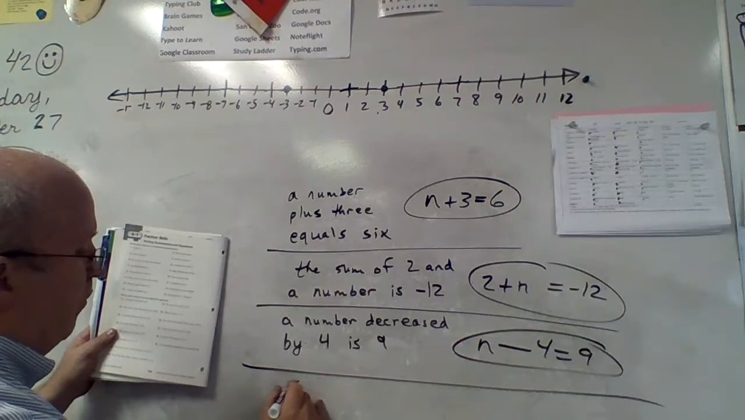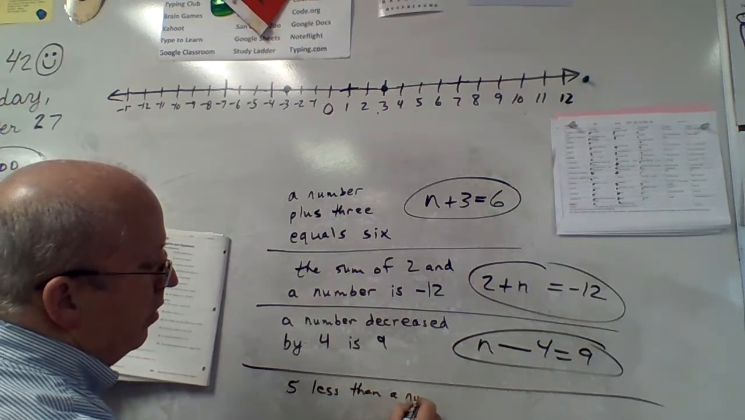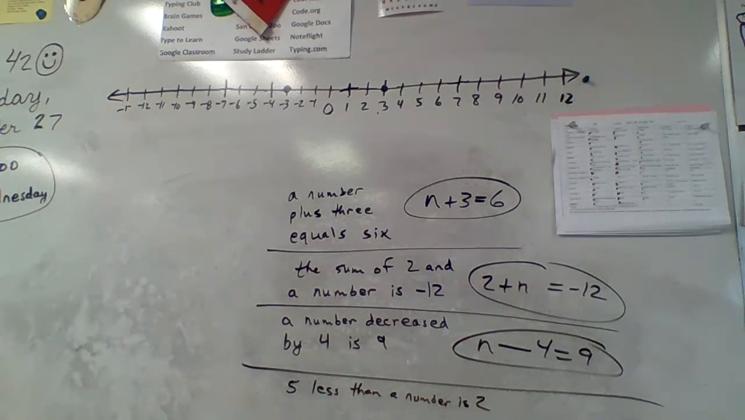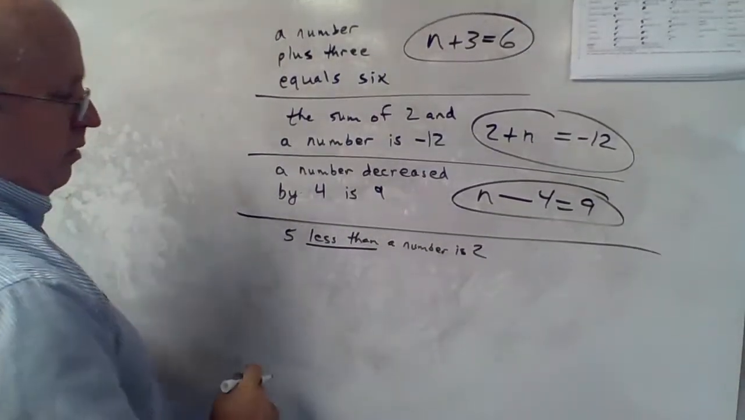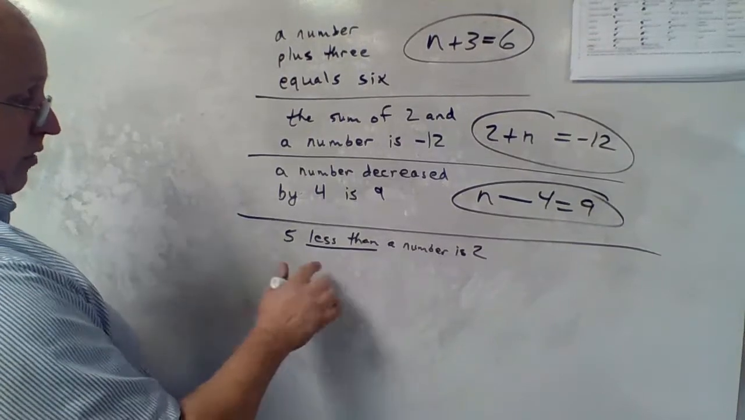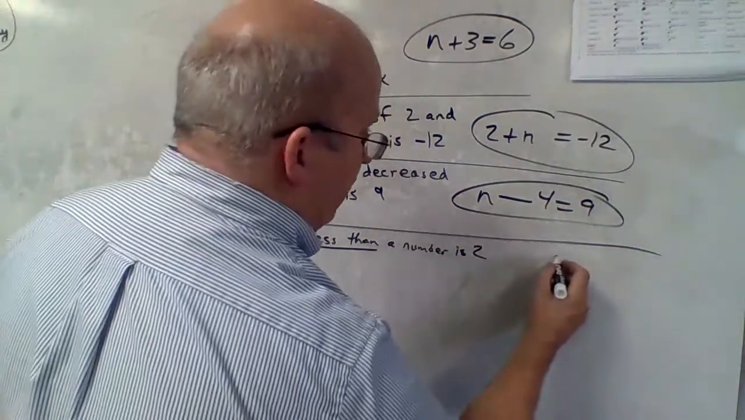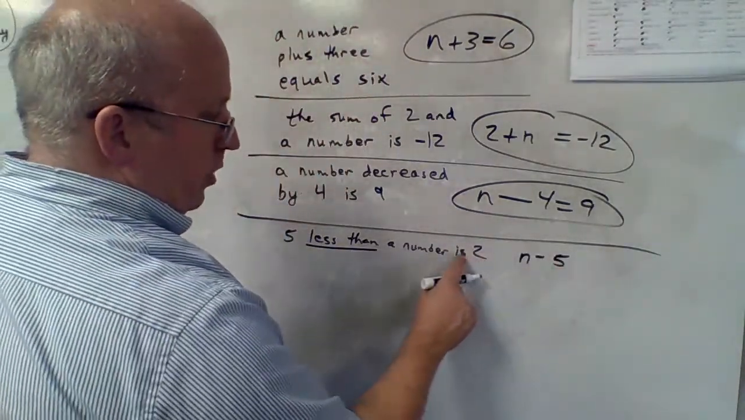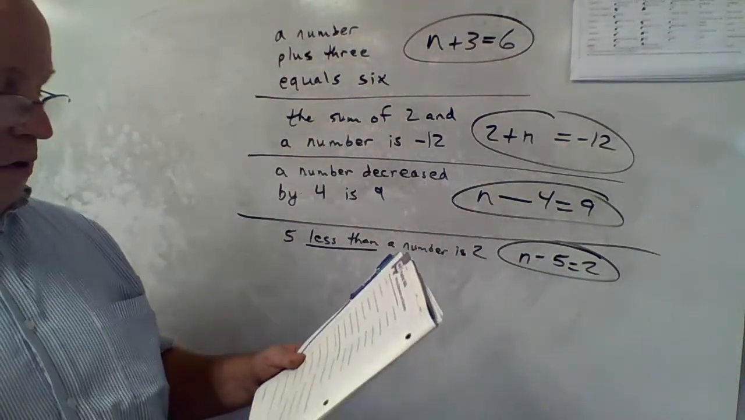How about 5 less than a number is 2? 5 less than a number is 2. Uh-oh. Look at that phrase, 5 less than a number. Remember, we've got to flip things. So my 5's going to be at the back and the number's going to be at the front. 5 at the back, number at the front is 2, equals 2. Done.